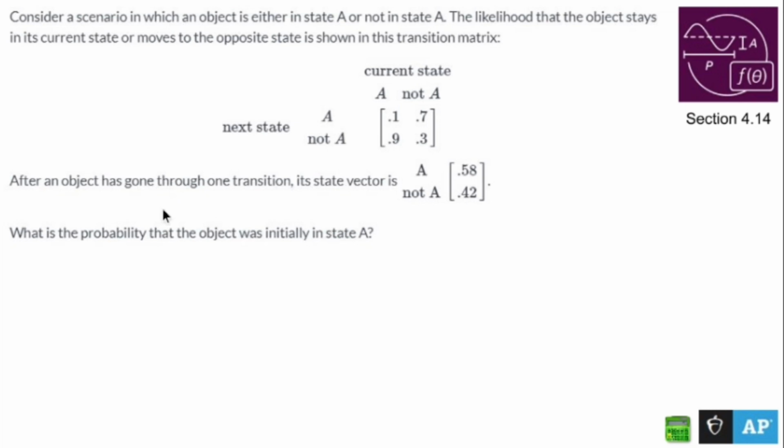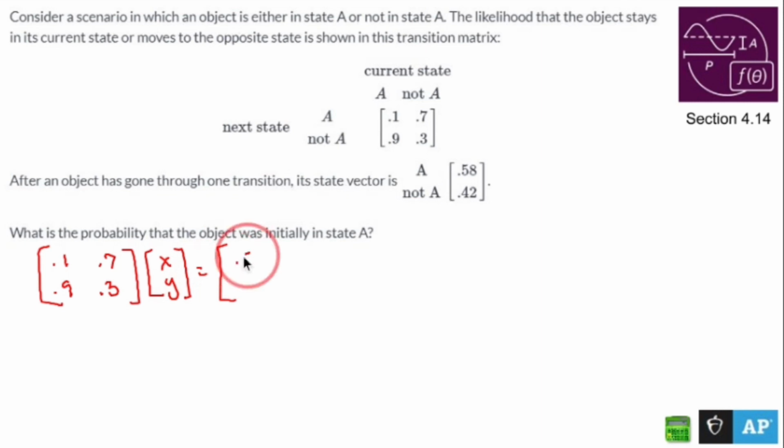So basically, we can represent this transition with this matrix times this matrix equals this matrix. So we have 0.1, 0.7, 0.9, 0.3. I'm going to multiply that by x, y, and that's going to equal 0.58 and 0.42.